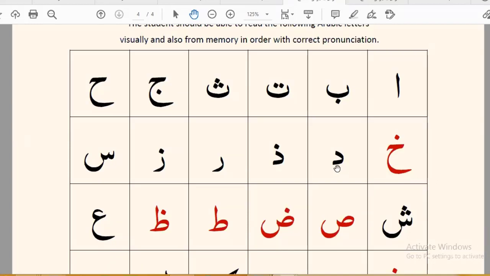This one? Dal. Excellent, carry on. Zal. Yeah, so the tip of your tongue should again touch your top two teeth, okay? Zal. Brilliant, well done. Next. Ra. Excellent, carry on.